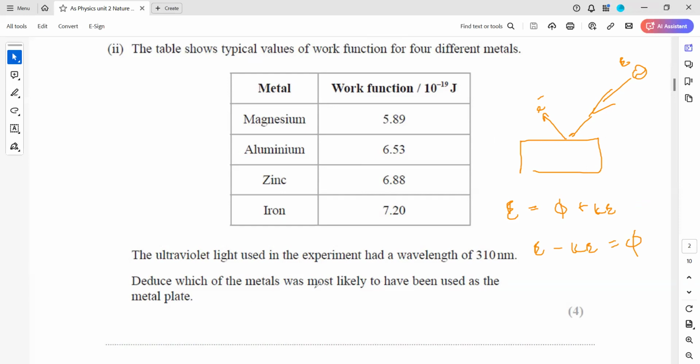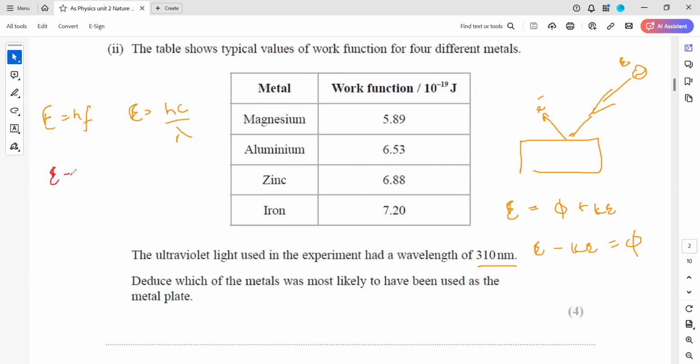The question is, which metal is most likely to have been used for this? We'll work out the work function, the minimum possible energy, and then compare with our result. To work out the energy of a photon, the wavelength is given. There are 2 formulas: E equals hf or E equals hc over lambda. Because the wavelength is given, we use the second formula, E equals hc over lambda.